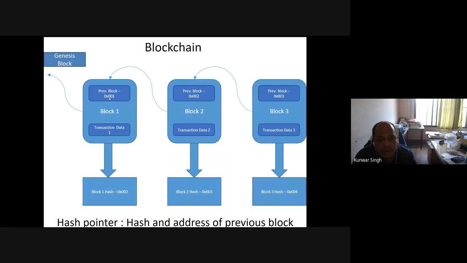Block two will also have a hash pointer, the hash and address of the previous block, and there will be transactions. Like this one. So this is called a chain of blocks. Okay. So now you cannot tamper with it.